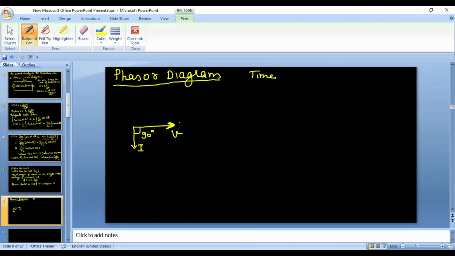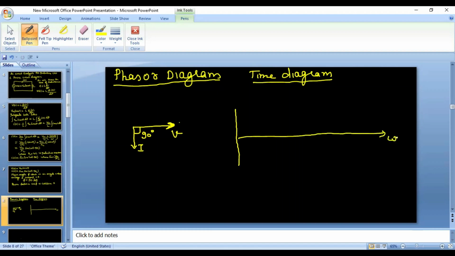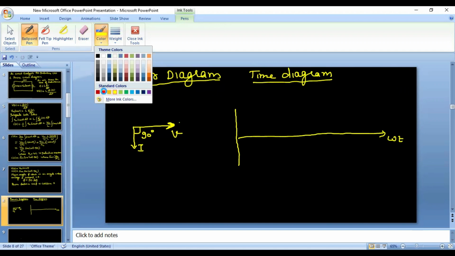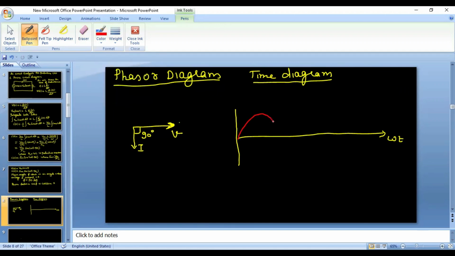Now coming to the time diagram. What do you understand by a time diagram? A time diagram is the variation of electrical quantities with respect to time. If I represent the voltage variation by red color, the red waveform shows the supply voltage variation. And you can see here the current lags the voltage by 90 degrees. The voltage starts from 0. This is 0, this is pi, this is 2 pi, and in between we have pi by 2 and this is 3 pi by 2.